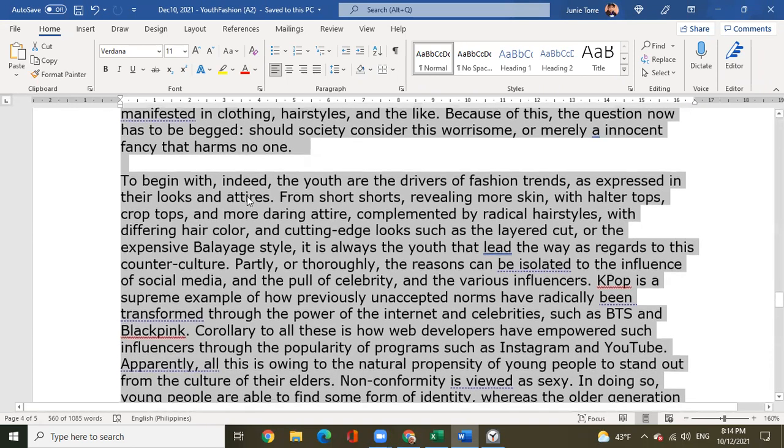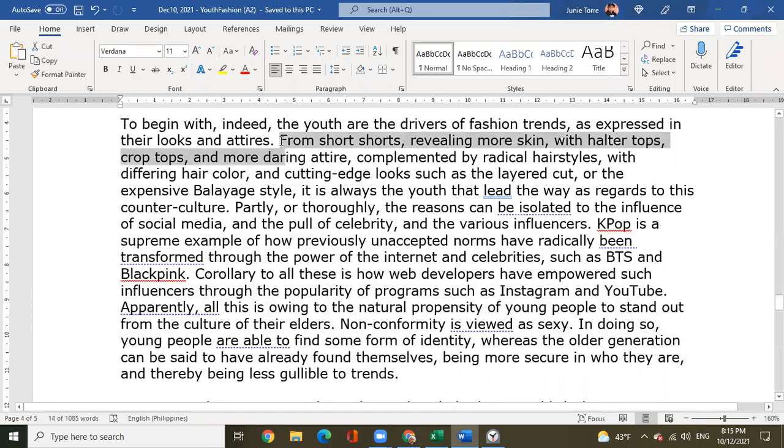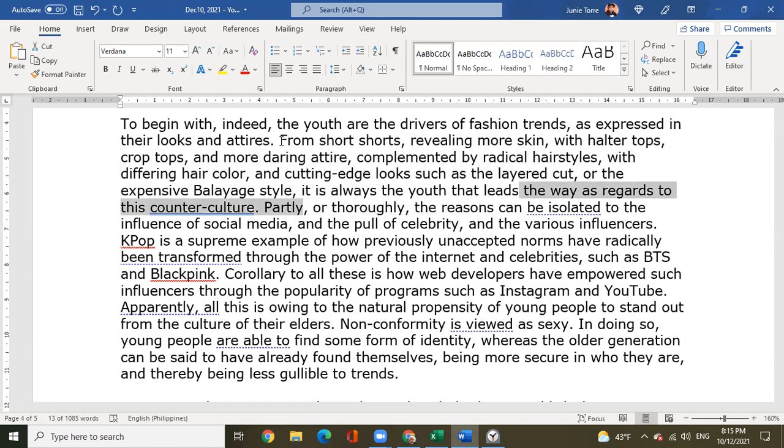I like how I constructed this sentence. From short shorts revealing more skin with halter tops, crop tops, and modern attire, complemented by radical hairstyles with differing hair color and cutting edge looks, such as the layered cut or the expensive balayage style. It is always the youth that lead the way. Should there be an S there as regards to this counterculture? There, that's a really complex sentence. Partly or thoroughly, the reasons can be isolated to the influence of social media and the pull of celebrity and the various influencers. K-pop is a supreme example of how previously unacceptable.